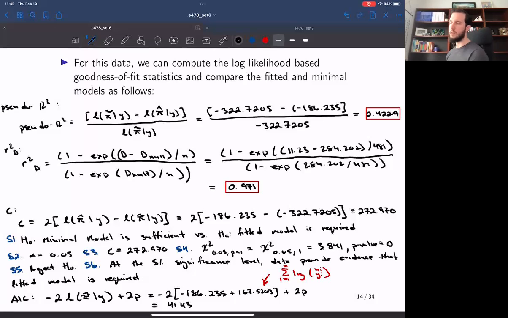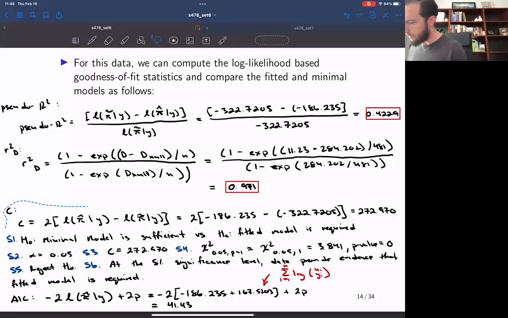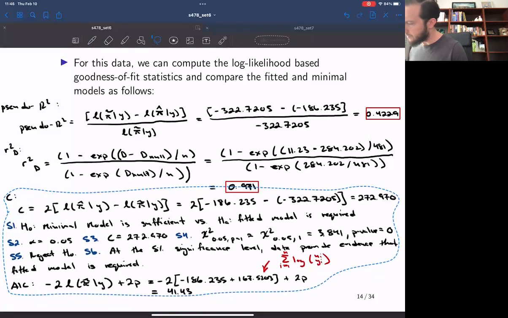Okay, and this is going to give us 41.43. But again, this value is only really going to be helpful to us in the context of model comparison. And then the last value, just to try and squeeze it in here, would be the BIC. Very similar computation compared to the AIC.